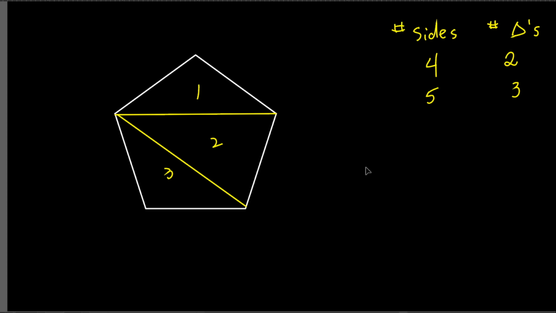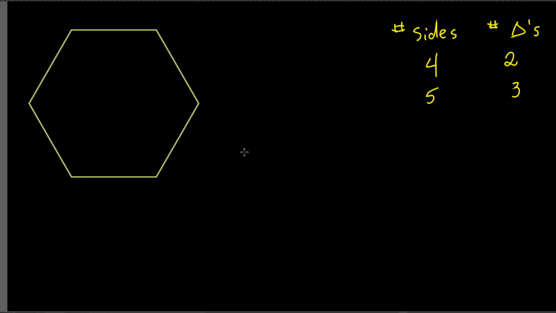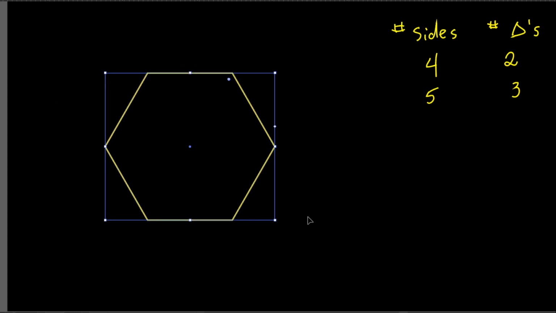All right, so now you should be kind of guessing what our next one's going to be. Let's make that 6 sides. There's 6 sides. Again, it doesn't have to be all equal sides and all equal angles. Now let's turn that back to white so we can get our color scheme going here.